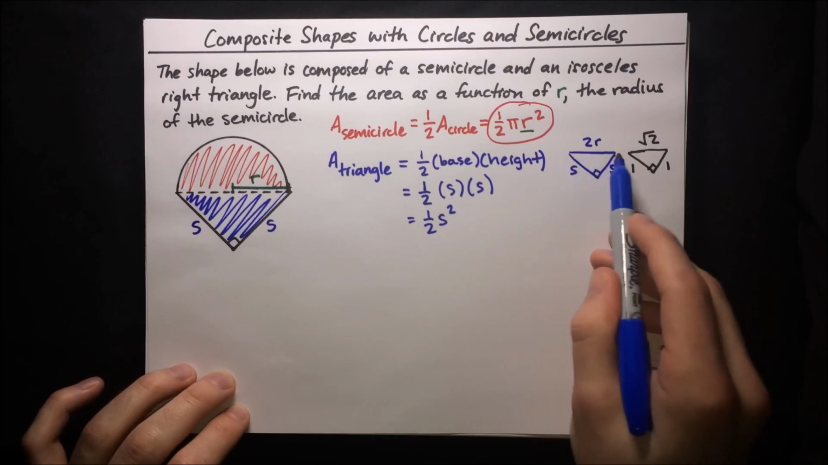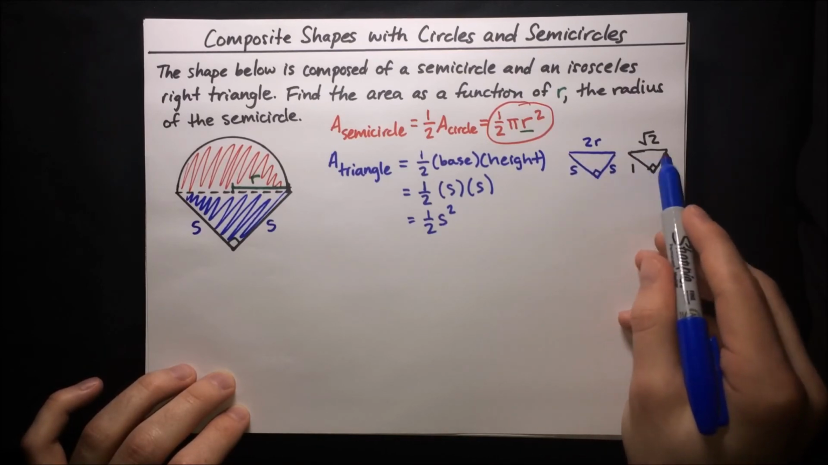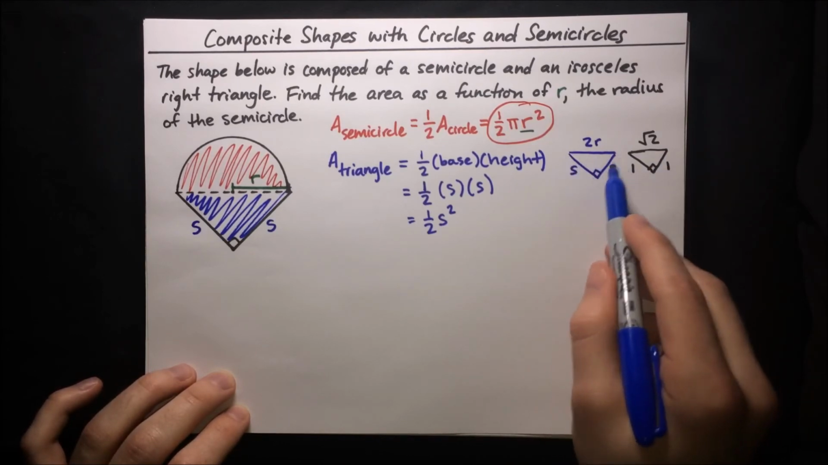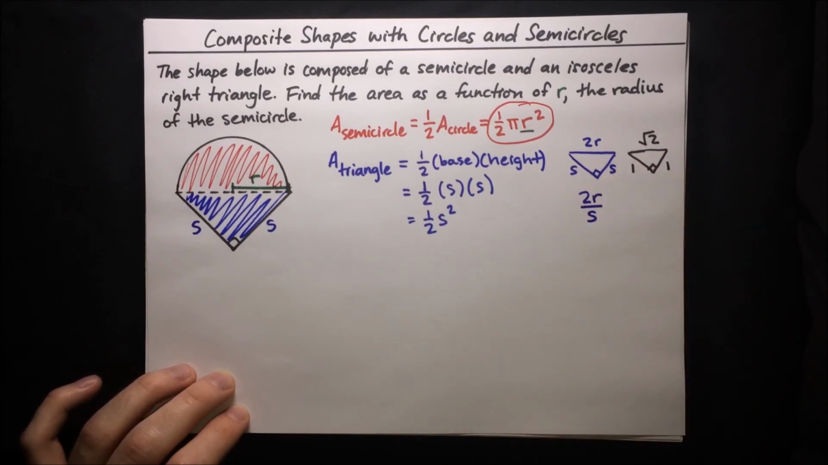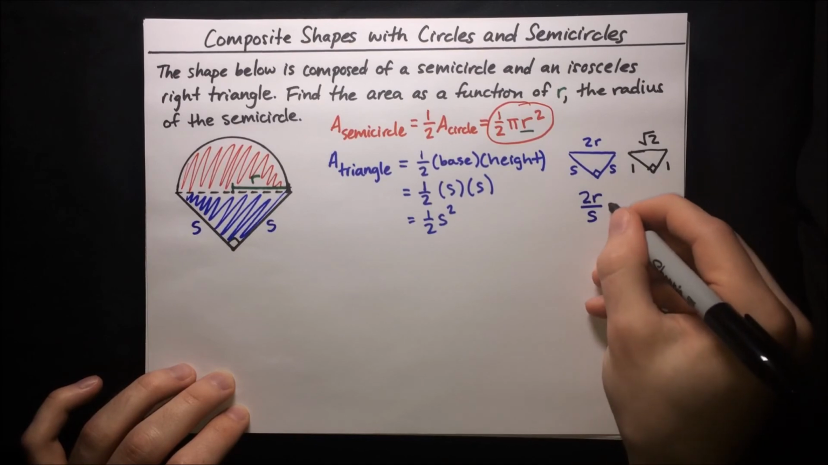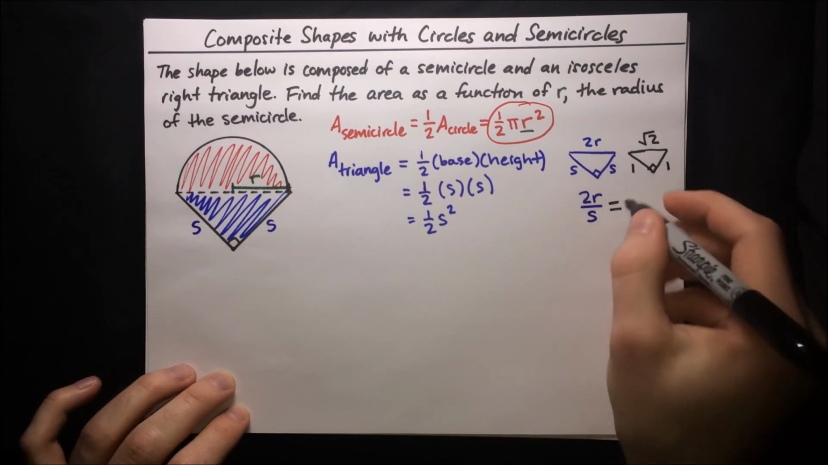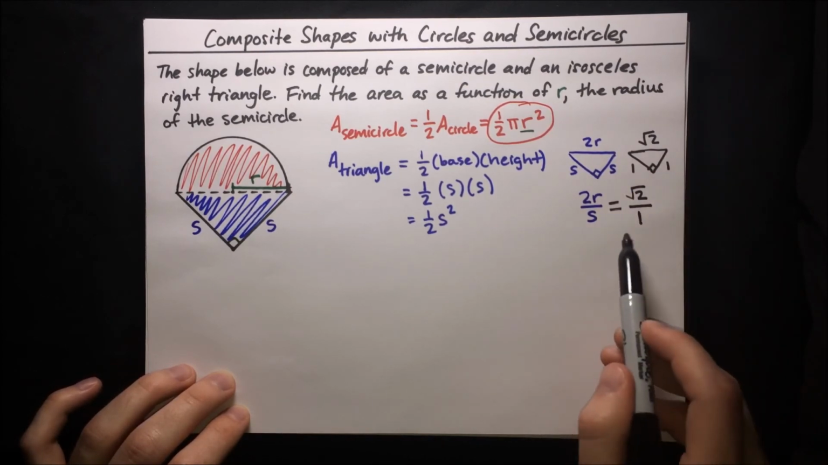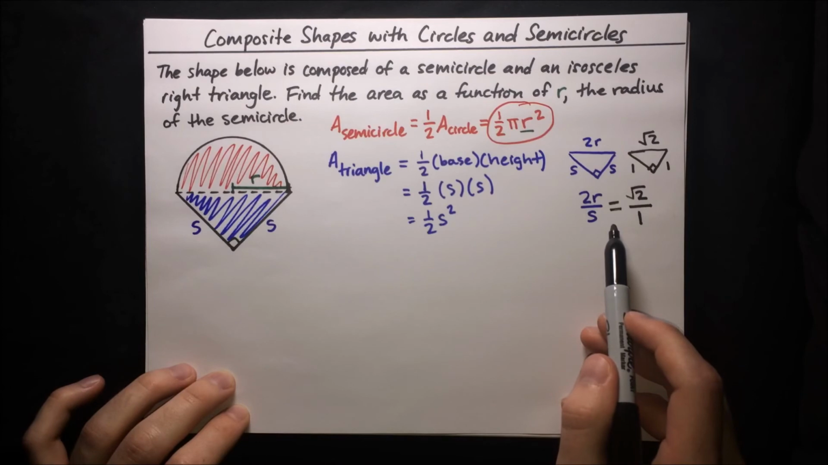The ratio of the hypotenuse to the leg in this triangle has to be the same as the ratio of the hypotenuse to the leg in this triangle. The ratio of the hypotenuse to the leg in this blue triangle is just 2r over s, and the ratio of the hypotenuse to the leg in the other triangle is just square root 2 over 1. So here we've got a proportion, an equation that we can use to figure out what s is in terms of r.